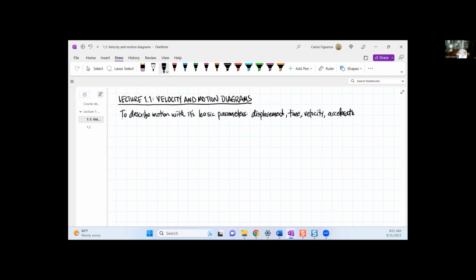Even though we'll be talking about acceleration in this chapter, we're really going to focus on it a lot more in the following chapter, chapter 2. But ultimately, we have only one goal. We want to represent motion. And the way we represent motion here is that we draw accurate motion diagrams.